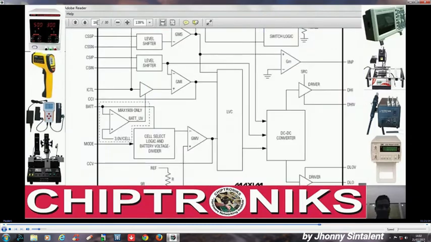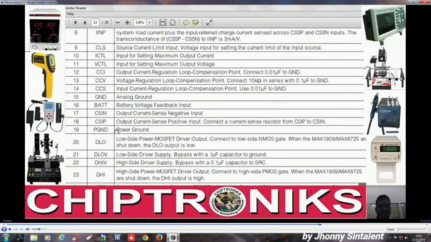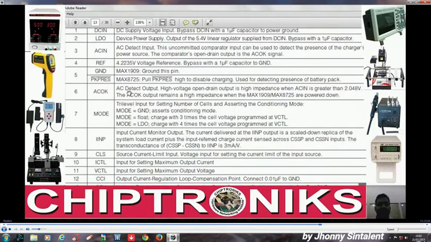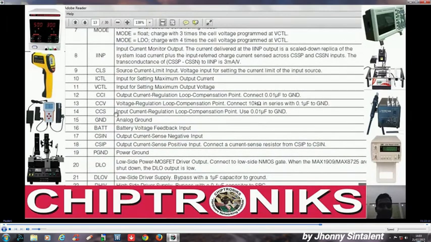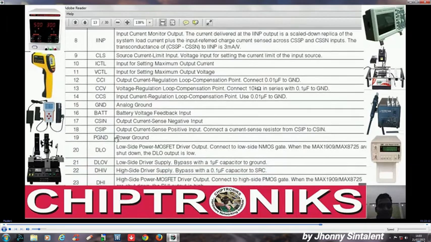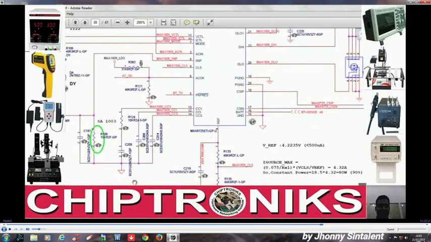We'll go back again to page number 13. CSIN and CSIP, that is the output current. Please wait for a minute. We had CSSP and CSSN for the input side. Similarly, we have a CSIN and CSIP for the output. You can see in a schematic diagram.